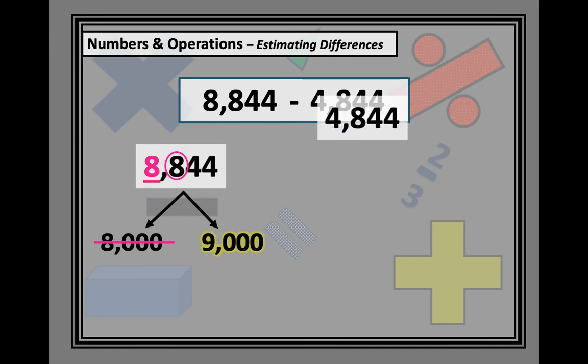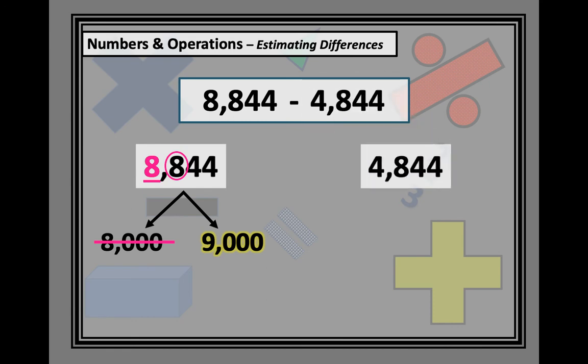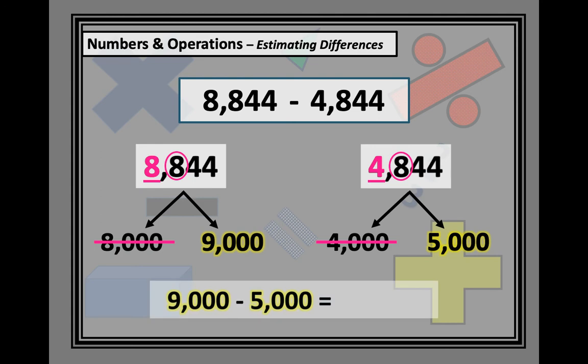For 4,844, same thing, we're looking at that thousands place for the greatest place. It's bigger than 4,000, not quite 5,000. Look at the digit in the hundreds place. The 8 again tells us to round up. We know that it's closer to 5,000. So once you've rounded both of your numbers, the calculation should be really easy to do. 9,000 minus 5,000. My answer should be close to 4,000. Remember, when you estimate, you give up the accurate answer for work that's quick and easy to do in your head.